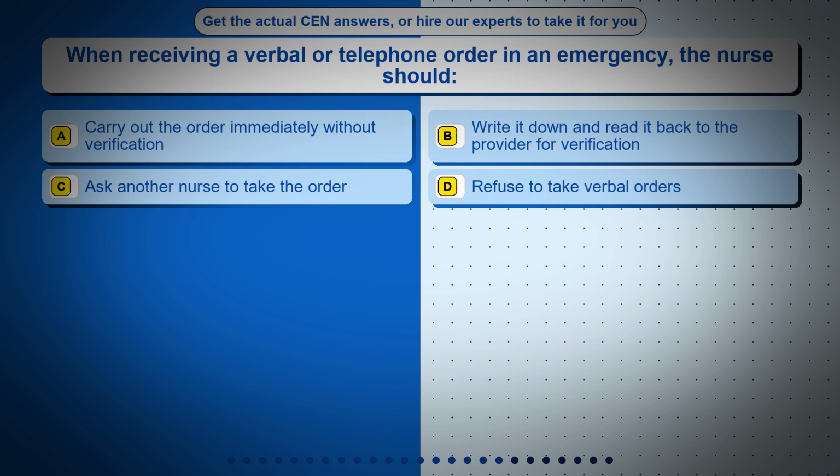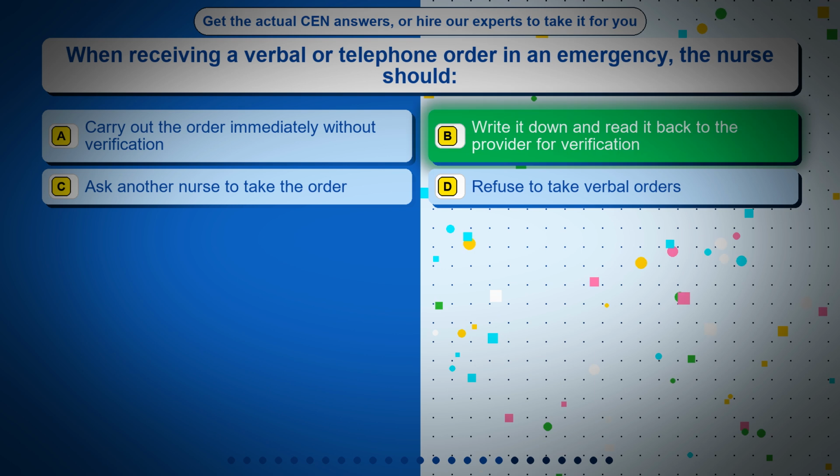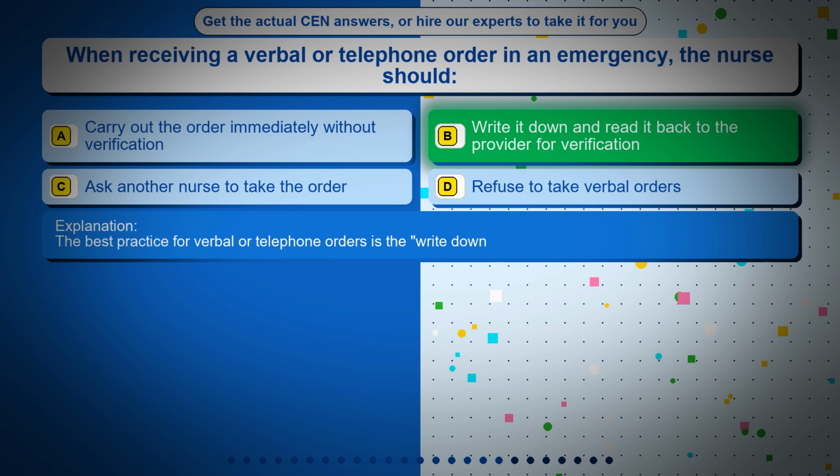Question 18. When receiving a verbal or telephone order in an emergency, the nurse should: Option A, carry out the order immediately without verification. Option B, write it down and read it back to the provider for verification. Option C, ask another nurse to take the order. Option D, refuse to take verbal orders. The correct answer is option B, write it down and read it back to the provider for verification. The best practice for verbal or telephone orders is the write down.